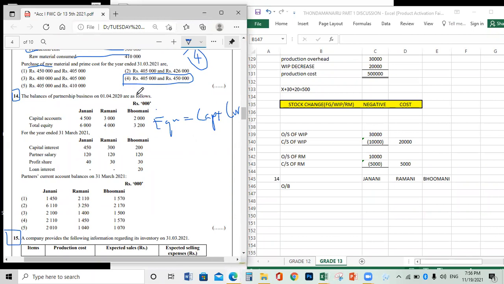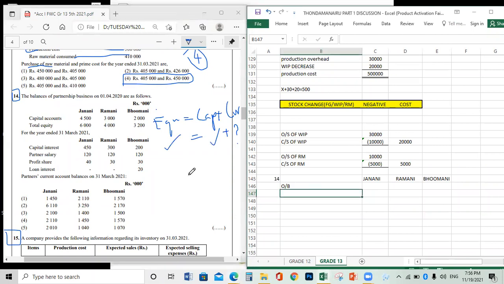So if you know the capital and the equity, you can easily find the current. Equity minus capital is current. One by one I'll find. The first is 6,000 as the equity; minus the capital, I get the current. Second one is 4,000 as the equity; minus the capital, I get the current. Third one is 3,200 minus 2,000, I get the current. Are all of you clear with the opening balance?